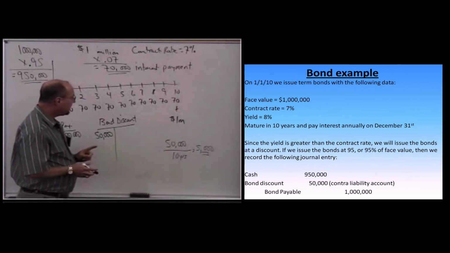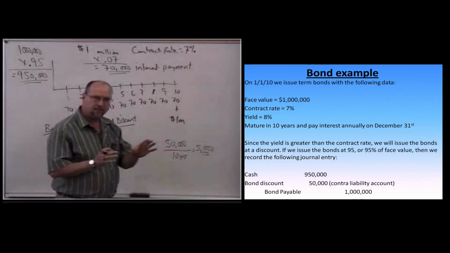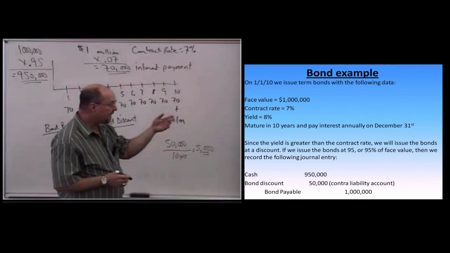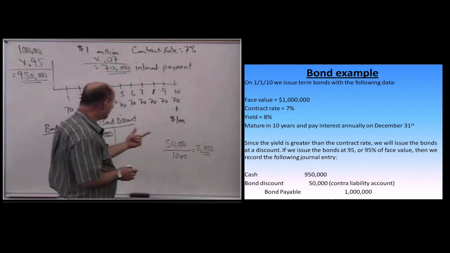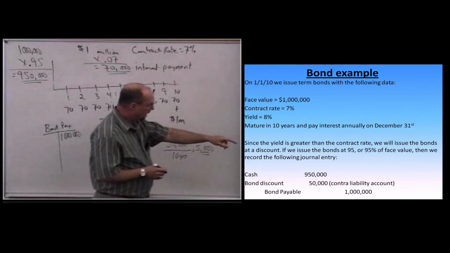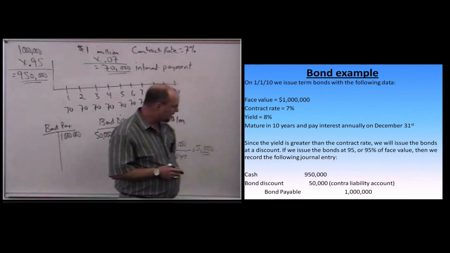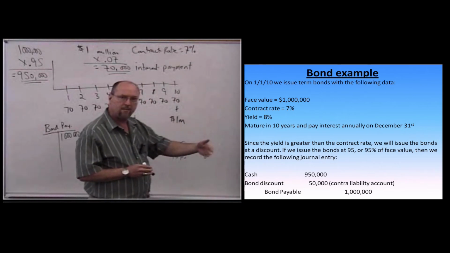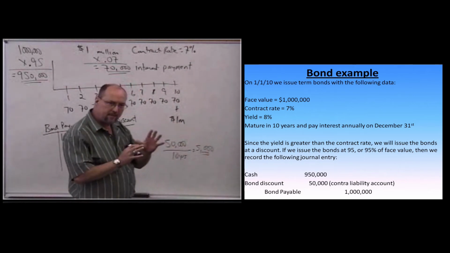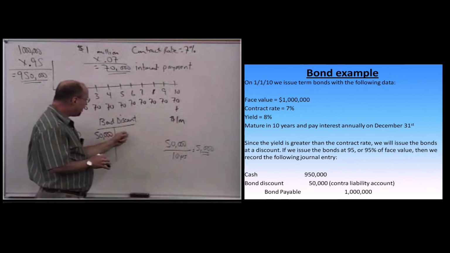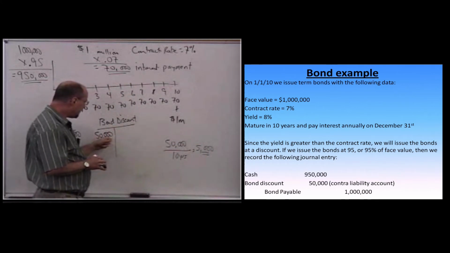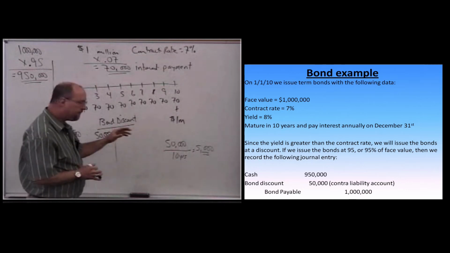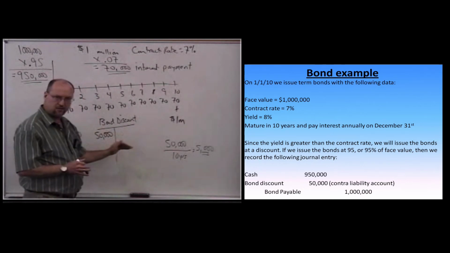Okay, now, if in a separate example we had issued the bonds at 102 or 103, that would be a premium. I would receive more. I'd be debiting cash for an amount more than $1 million. My premium, my bond premium, would have a credit balance. The discount has a debit balance. The premium would have a credit balance. And that would affect how we amortize these two.